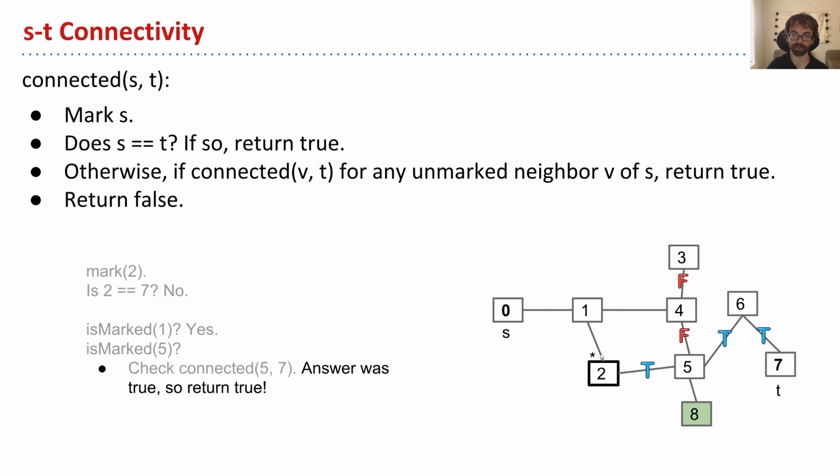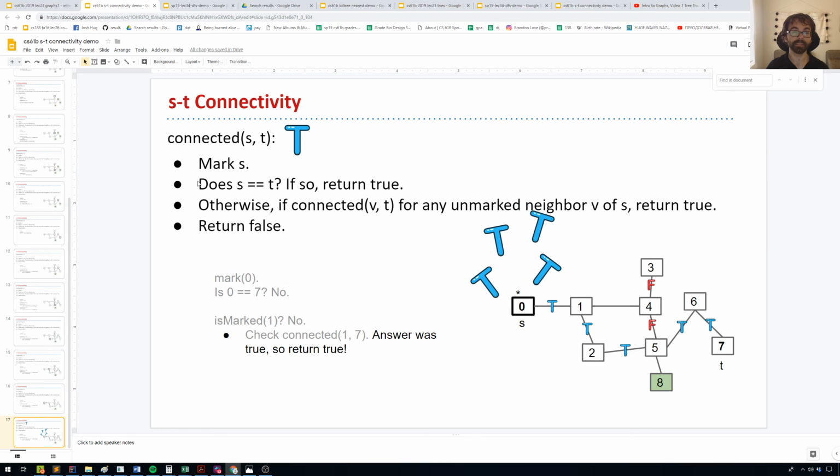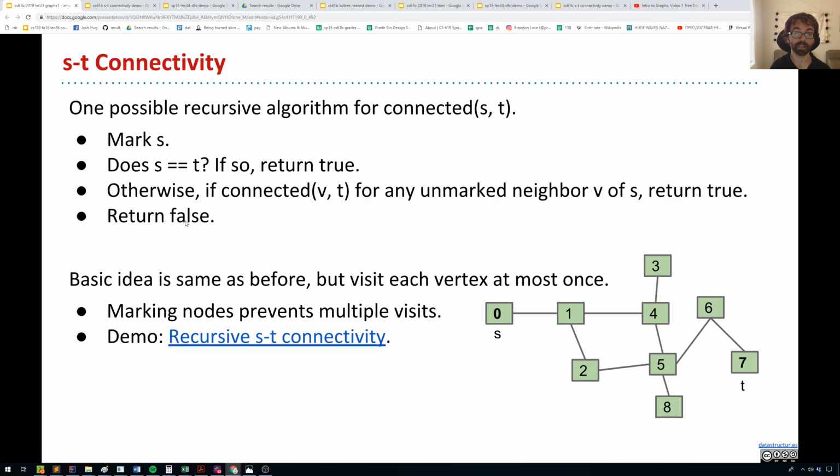So now 2 is in charge, says, great, I got a true. Passes the true back up to 1. 1, we have now looked at our neighbor 2. It gave us true, so we'll return true. And now the source has true. And at the very top level, we return true, and we're done. The answer is true. So that is the ST connectivity problem as solved through recursion. And so in the next video, we'll talk a little more generally about this approach that we've just used.